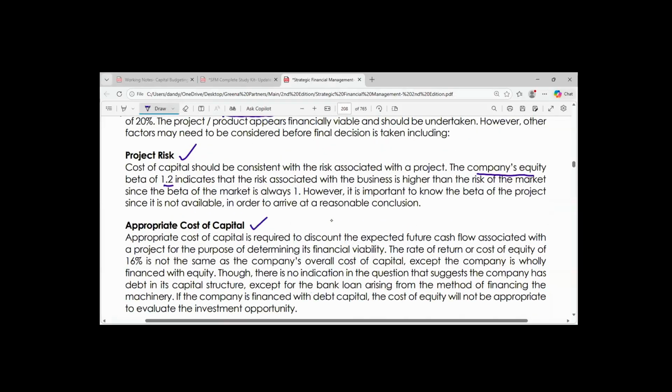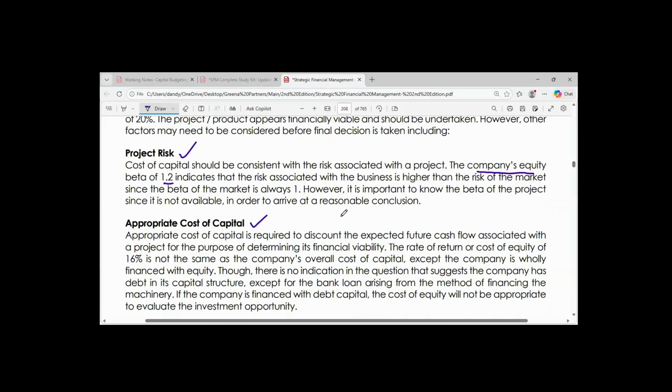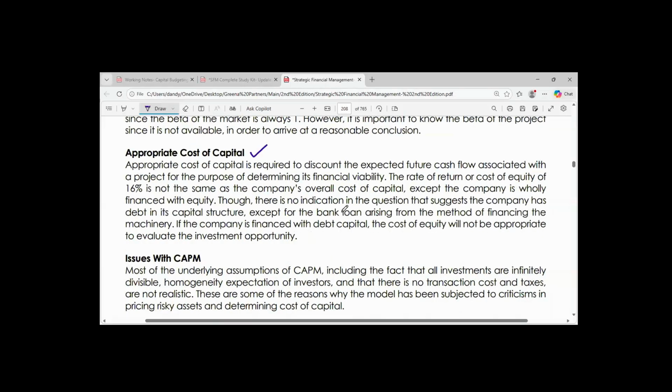The second issue is on the appropriate cost of capital. The appropriate cost of capital is required to discount the expected future cash flow associated with a project for the purpose of determining its financial viability. So the rate of return of 16% is not the same as the company's overall WACC, except where the company is only financed with equity. Though there is no indication in the question that the company has debt in its capital structure, except for the bank loan arising from the method of financing the machinery.